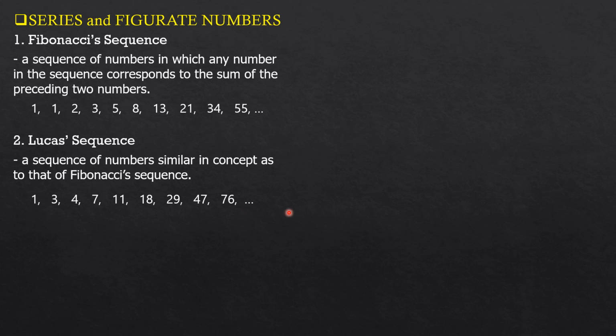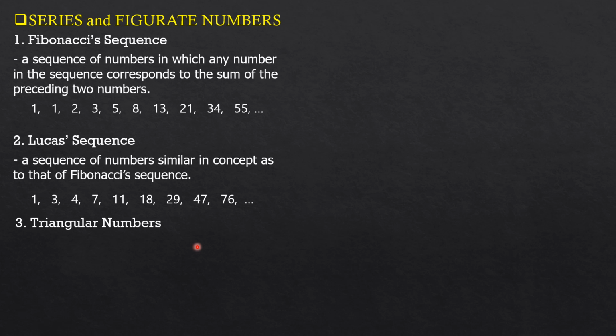Then 47 plus 76 is 123, and so on and so forth. So same in principle. 1 plus 3 is 4, 3 plus 4 is 7, 4 plus 7 is 11, 7 plus 11 is 18, 11 plus 18 is 29, 18 plus 29 is 47, 29 plus 47 is 76. So that's why the next is 47 plus 76, 123, in that sequence.